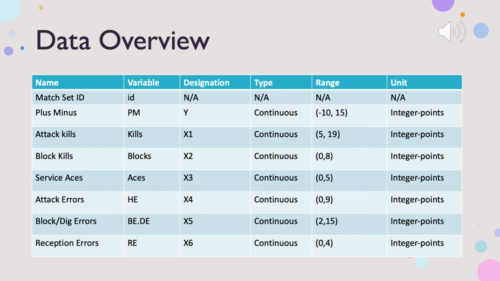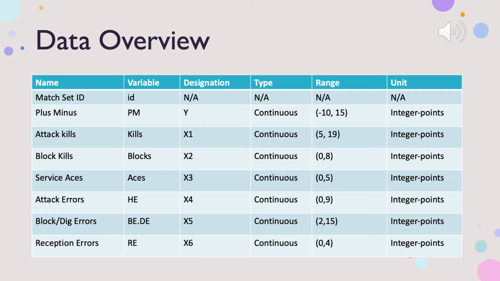Match set ID is a string that usually lists the match, the opponent, and the set. Plus minus is an integer value. It's continuous. The range is from -10 to 15. That will be our response variable.